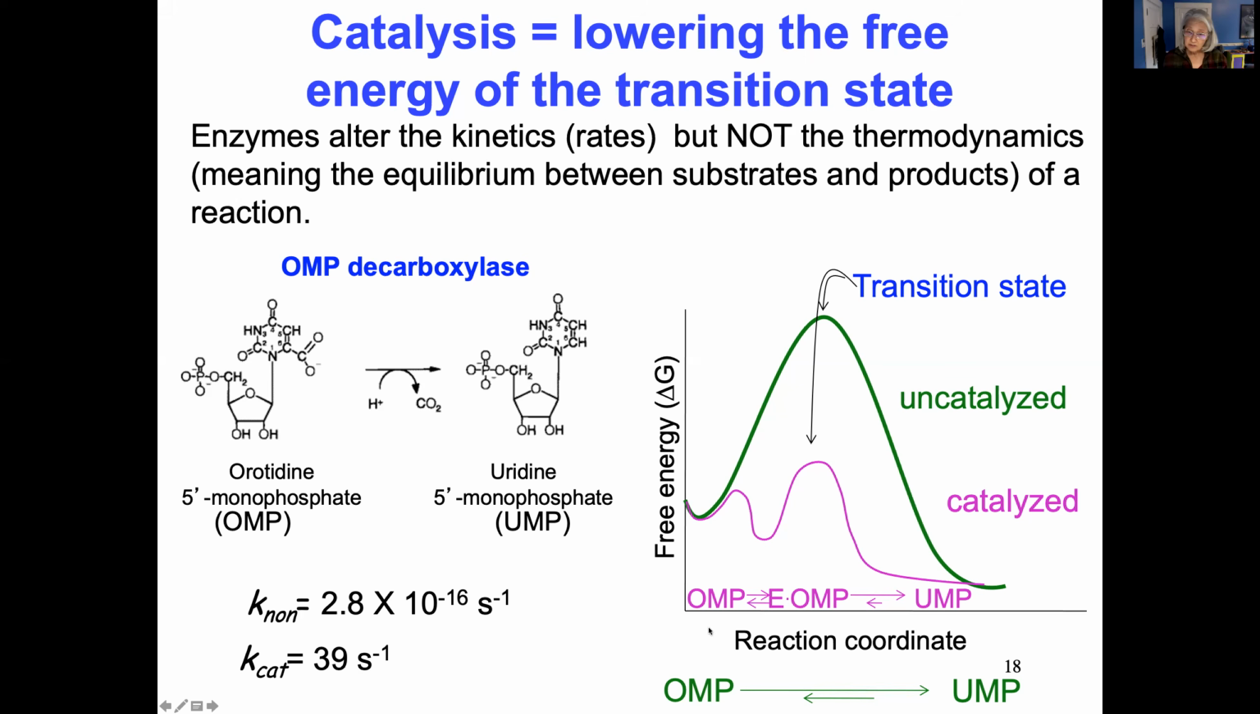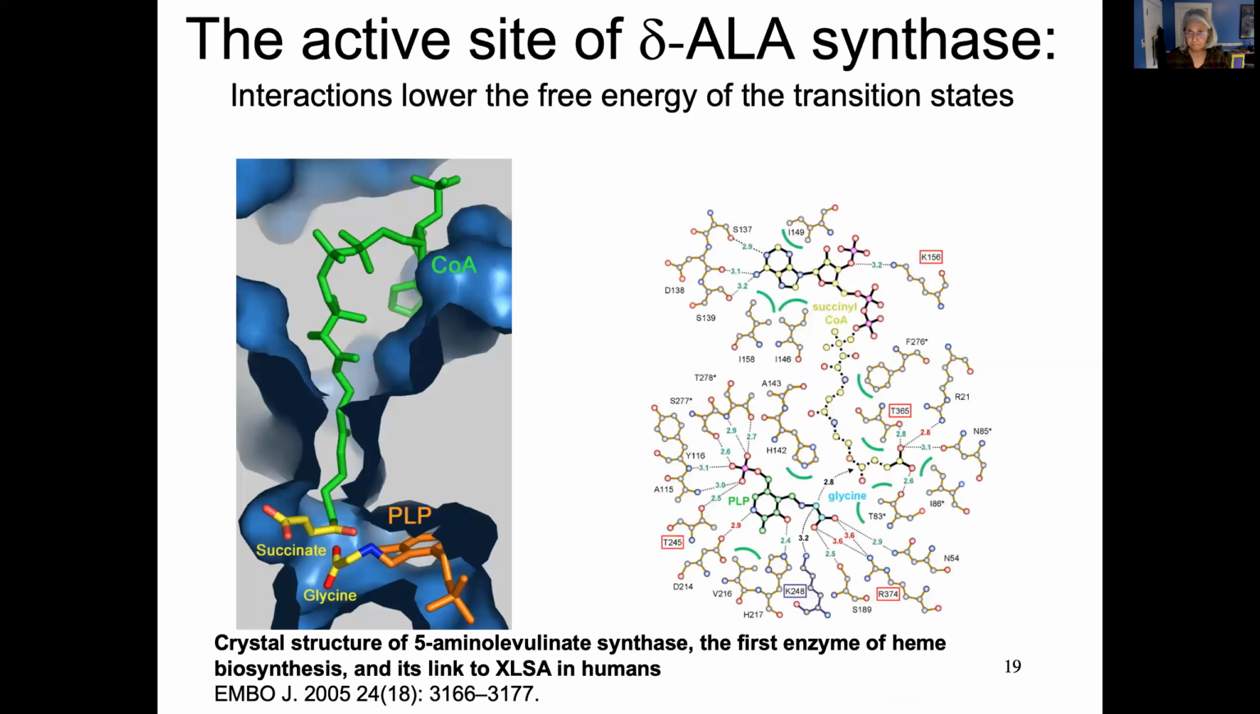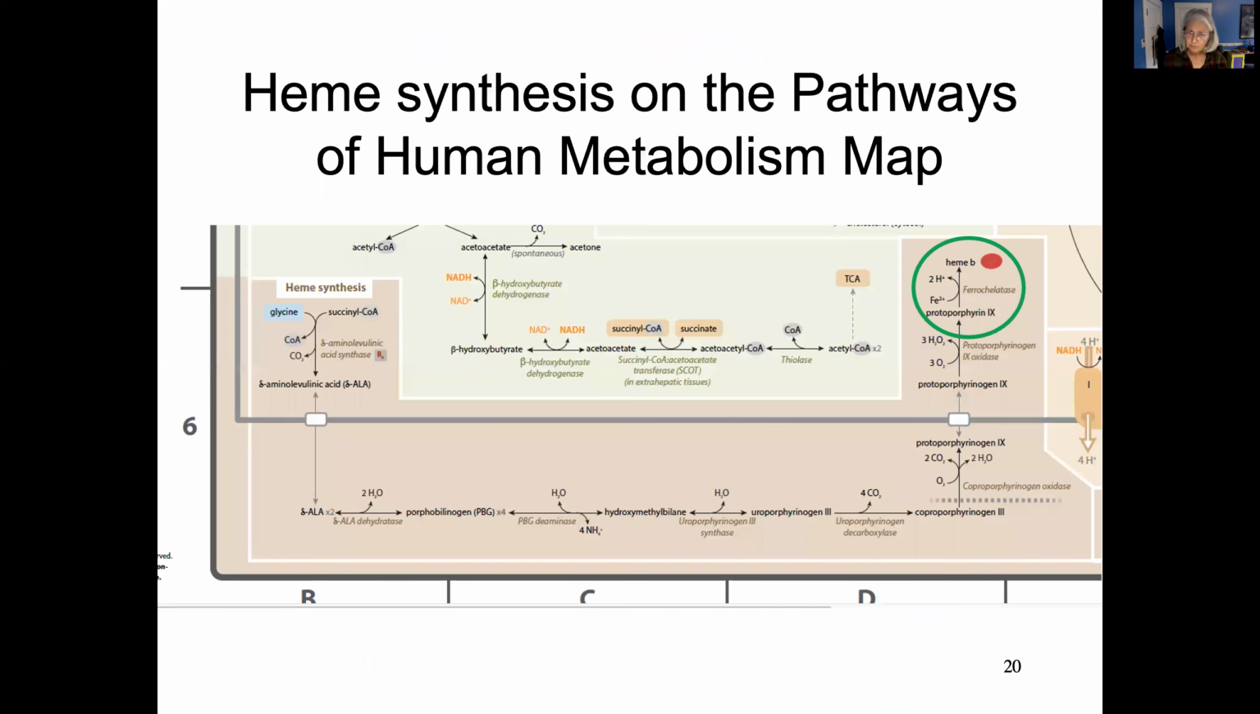But you'll notice that the free energy of OMP compared to UMP has not changed. The enzyme does not change that. That's why we say that enzymes alter the kinetics, the rates, but not the thermodynamics of a reaction. Okay. So the other enzyme we looked at, delta ALA synthase, this image shows nicely the interactions at that active site. There's a huge number of interactions involved in lowering the free energy barrier to the reaction, right?